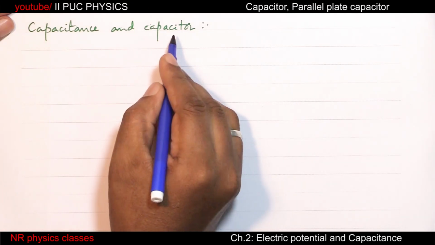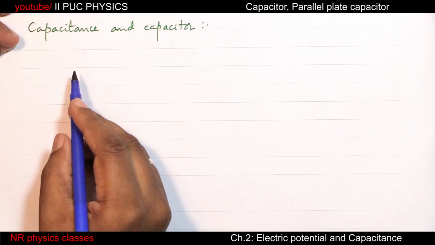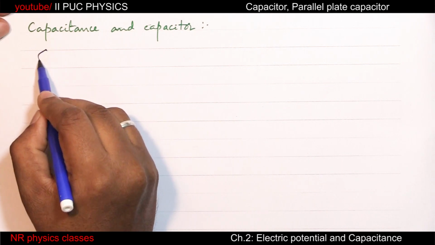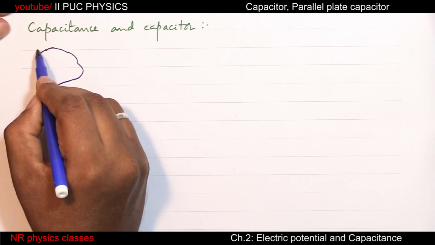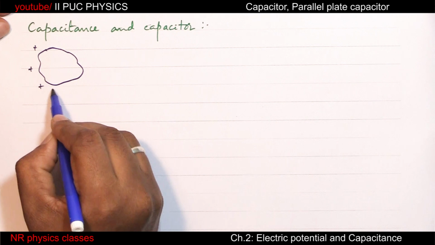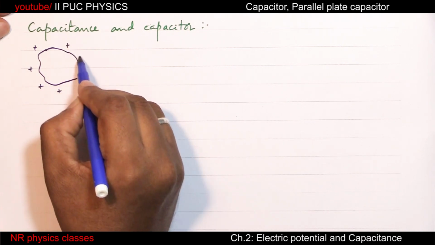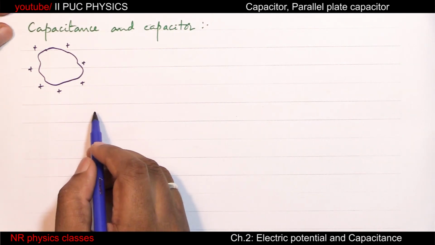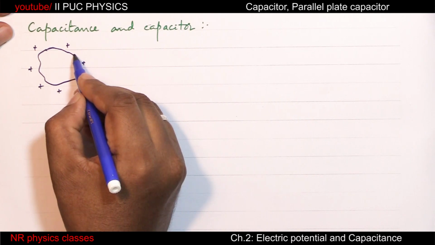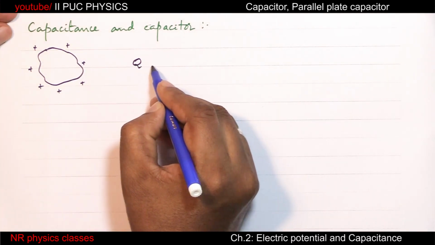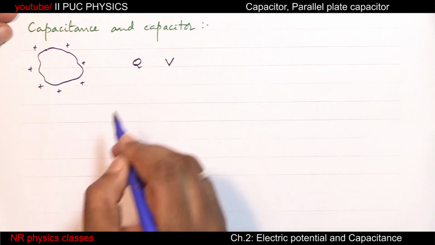Capacitance and capacitor. Let this be a conductor. It is charged. Because of charge, there is potential on the surface of the conductor.